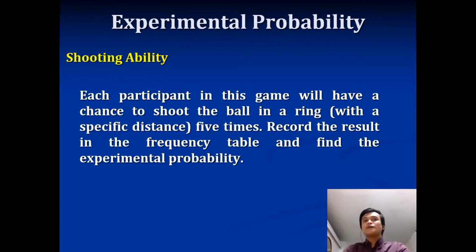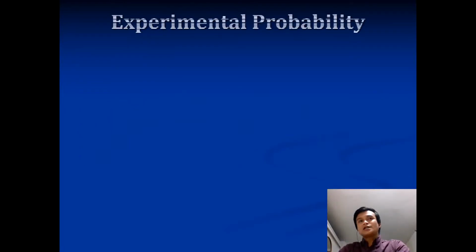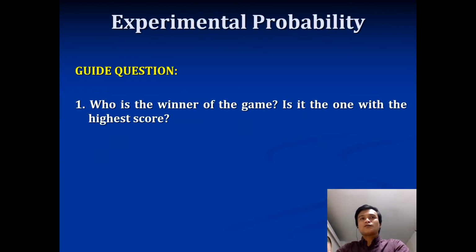Again, 5 times only. Now, when you try it, we have questions for that. If you tried it at home, the first question is, who is the winner of the game? Is it the one with the highest score? Of course, the one with the higher score is the winner. If someone got a perfect score in 5 tries, that person is the winner. If not, whoever has the higher score.